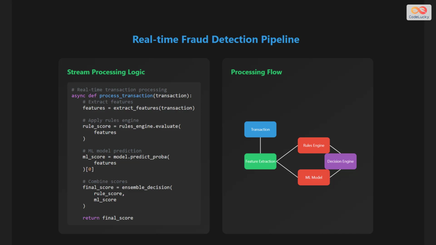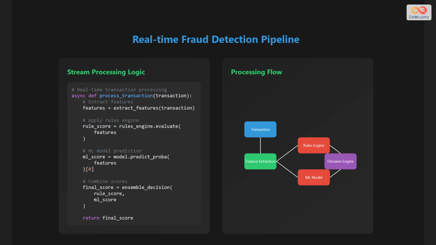Real-time fraud detection requires efficient stream processing to analyze transactions as they occur. The processing logic involves extracting features from the transaction, applying a rules engine to evaluate the features, using a machine learning model for prediction, and combining the scores to make a final decision.